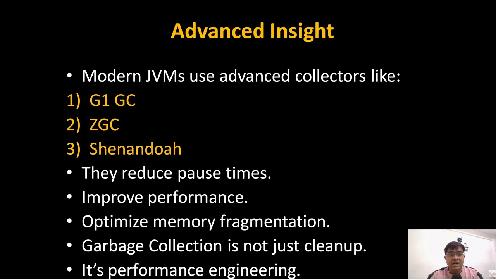Now, if you talk about advanced insight, modern JVMs use collectors like G1GC, ZGC, and Shenandoah GC. They reduce the pause times, whatever pause times you have when the GC runs. These collectors reduce pause times, improve your performance, and optimize memory fragmentation. So garbage collection is not just cleanup, it's performance engineering, right? You have to fine tune your performance.